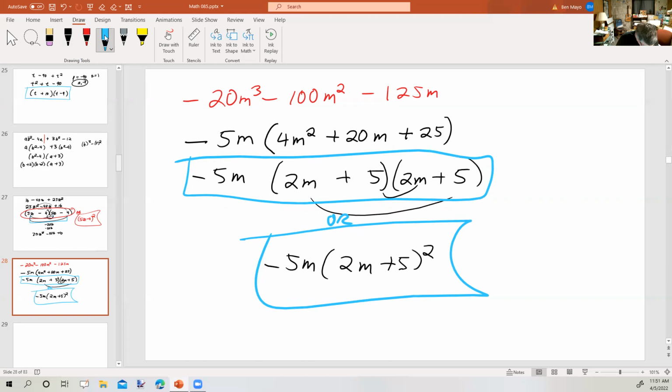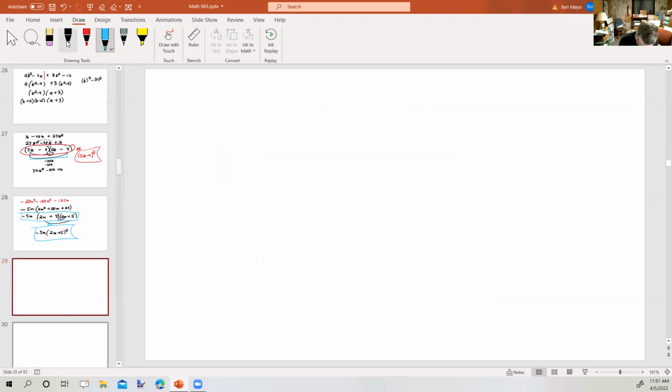Let's see here. How about this one? 6x squared minus x minus 16. This is a trinomial. It's in standard form. There's no greatest common factor. It's not a perfect square. It doesn't have a leading coefficient of 1. So we're going to use grouping or trial and check.